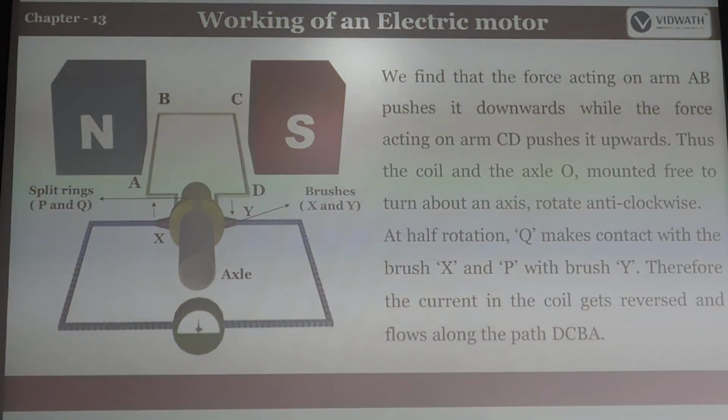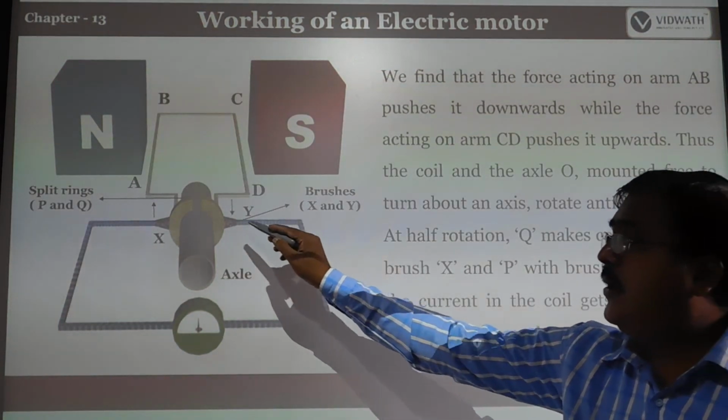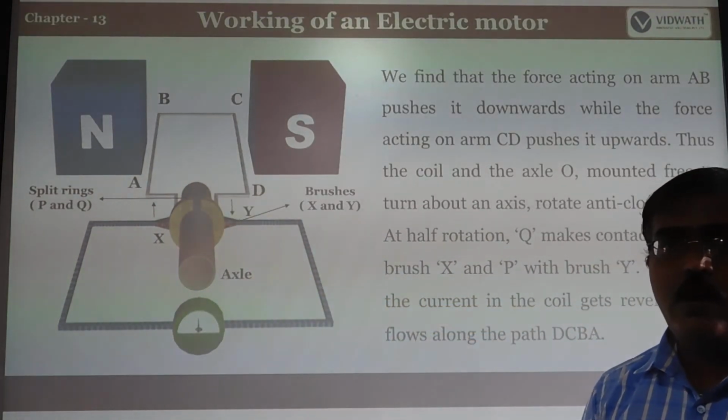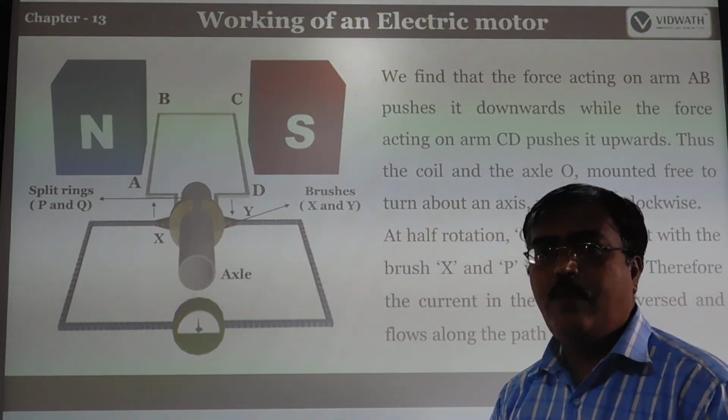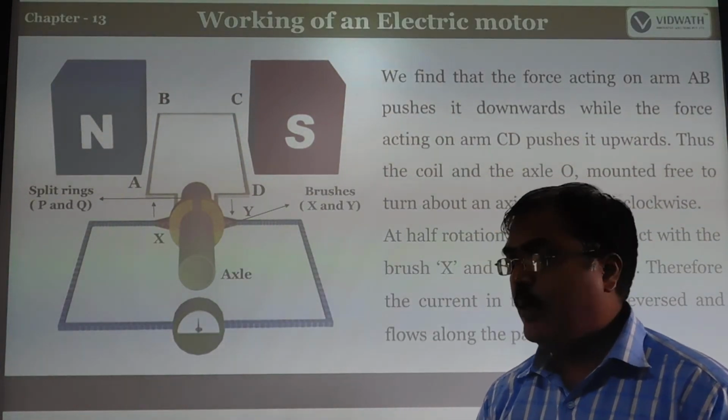Then the current should be passed on to that one. The coil gets reversed and the flow along the path is DCBA. When the current in the coil is reversed, it means the current passes in the reverse direction. What happens? The current is passed in this direction, DCBA. So one half rotation is passed in the ABCD direction, another half rotation is passed in the DCBA direction.